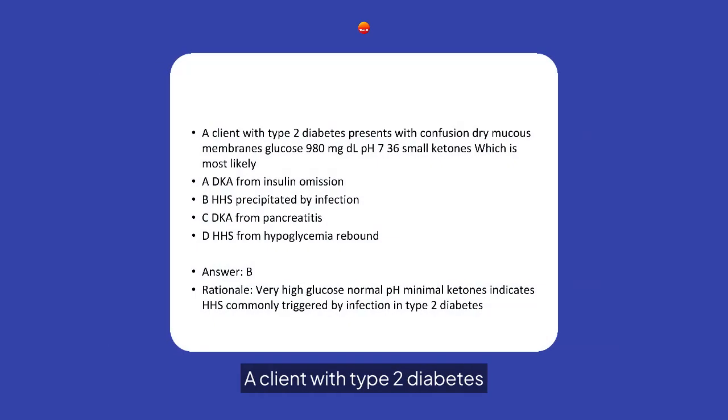A client with type 2 diabetes presents with confusion and high glucose levels. The most likely diagnosis is hyperosmolar hyperglycemic state, HHS, precipitated by infection. This condition requires prompt medical intervention to manage glucose levels.